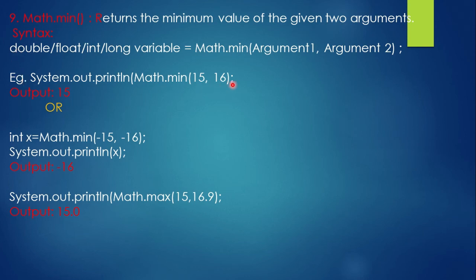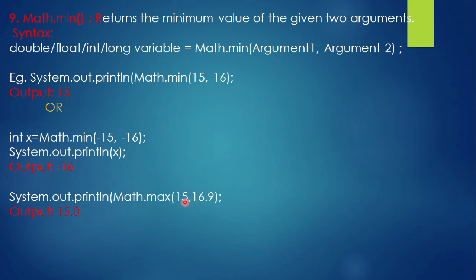15 and 16 you are giving. This is very easy, you can find that the minimum number is 15. So you get 15. Now in x is equal to math.min, see two negative numbers. From this, which is the minimum number? That is 16. So you get 16.